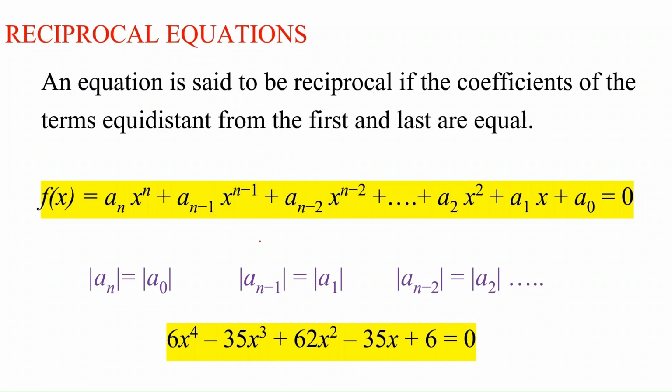Now let us look into this example. 6 is the quotient from the starting and even at the last term we have 6. These two are equal. Then we have minus 35, minus 35. Both are second terms and they are equidistant. And the middle term is 62. Now here we can see the quotients which are equidistant from first and last are equal. So this is a reciprocal equation.